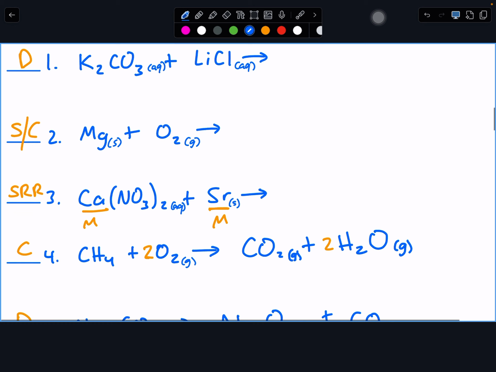Okay, next. Number 3. Single replacement. So a metal replaces a metal. The single guy wants to replace the other guy. Can strontium replace calcium?